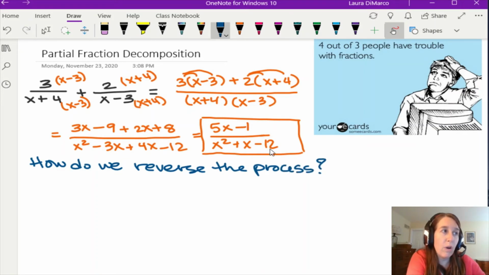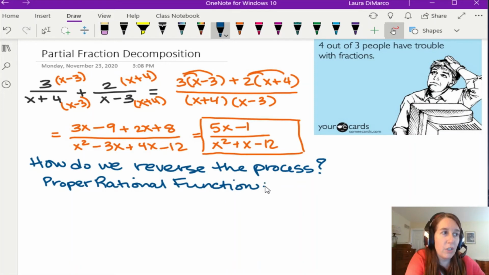Okay, so what if we had this fraction and we wanted to decompose it into two fractional parts that would be added together that would equal that? So how do we decompose it, which means break it back apart? Okay, before we find out how, we do need to review first what a proper rational function is and what an improper one is.